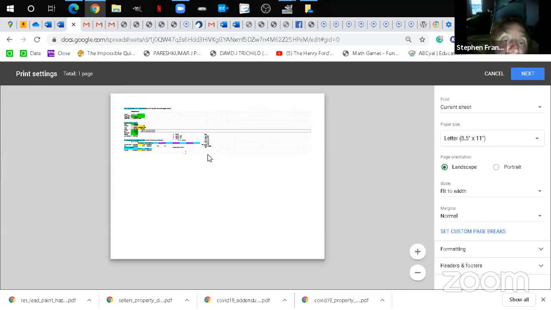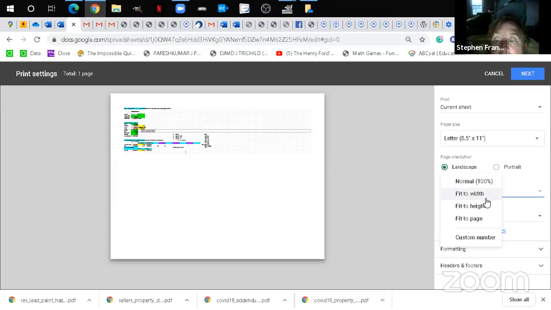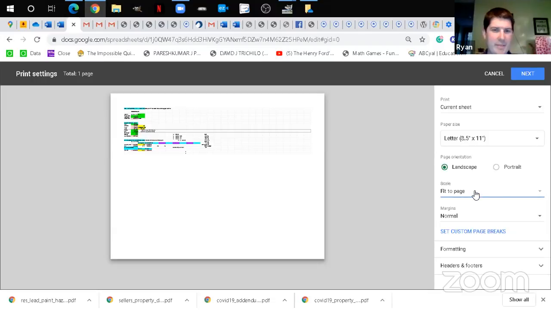So we'll print this, and you've got to play with your printing to make it fit. Oh, I know very well about this. Yeah, it always likes to cut something off.